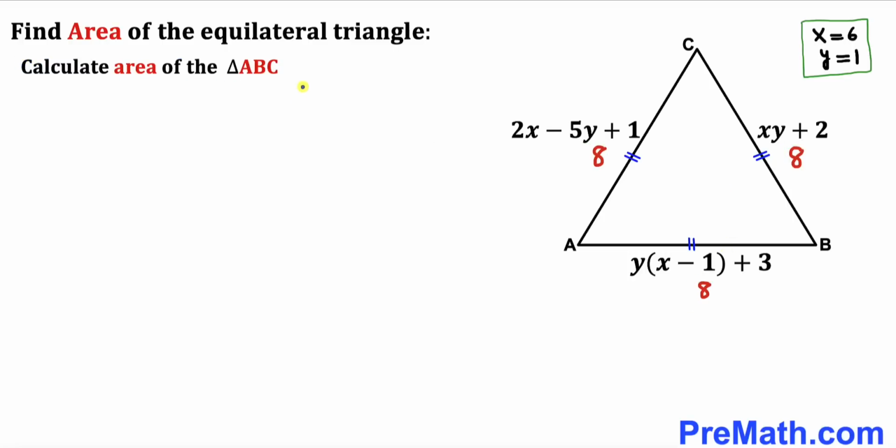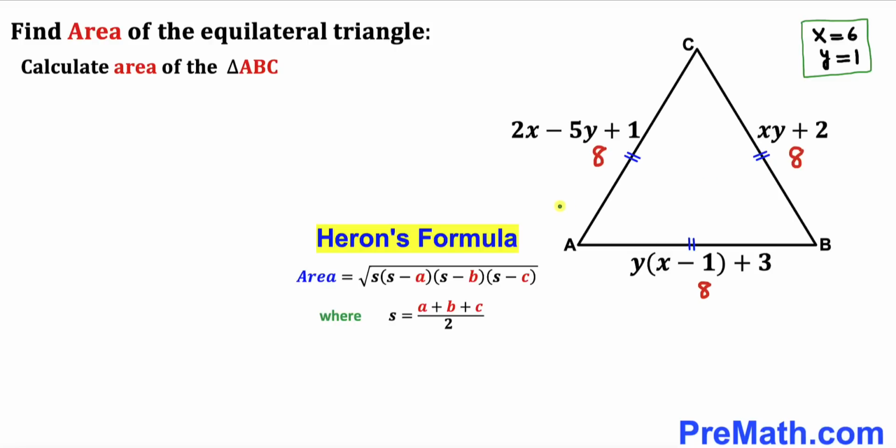And here's our next step. Let's calculate the area of this equilateral triangle ABC now. Let's recall Heron's formula. We are going to use this one to calculate the area of this triangle. The area equals the square root of s times s minus a times s minus b times s minus c, where s equals a plus b plus c divided by 2. This lowercase s is called the semi-perimeter. So let me represent this side length as lowercase a, this side length as lowercase b, and this side length as lowercase c.